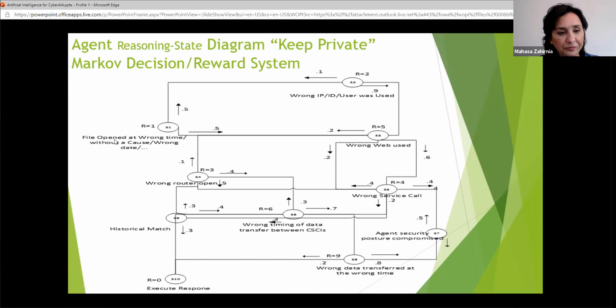We have a cause of an issue. A file was opened at the wrong time with the wrong date and a wrong user. And we allow the agent to make decisions. He can go one way or another depending on the route that he wants to take, and depending on what's the most likely in this scenario, we're giving him a 50% chance to go one way or another, because our application can be web-based or it can be an application that doesn't use a web base.